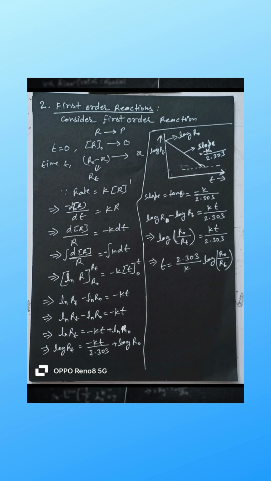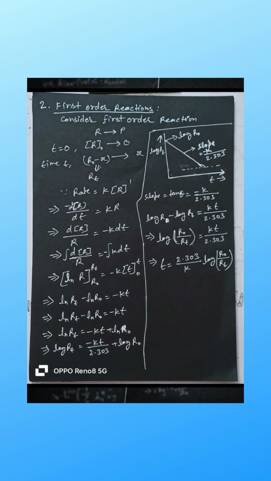Now students, look at this graph carefully. On the vertical axis, we take log of R. On the horizontal axis, we take time t. When we plot the values of log of R against time, we get a straight line. This straight line is sloping downward. This means, as time increases, the concentration of R decreases. So, log of R also decreases with time. At time 0, the value on the vertical axis is log of R0. This is called the intercept.